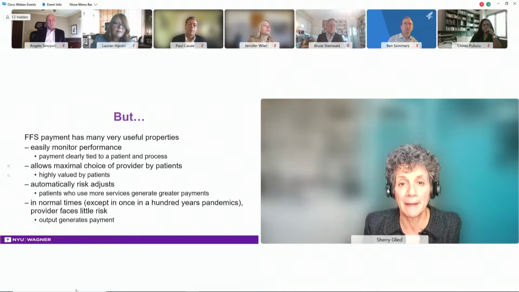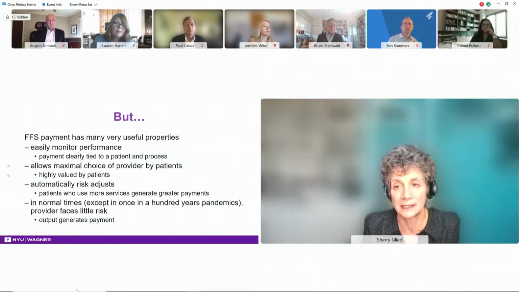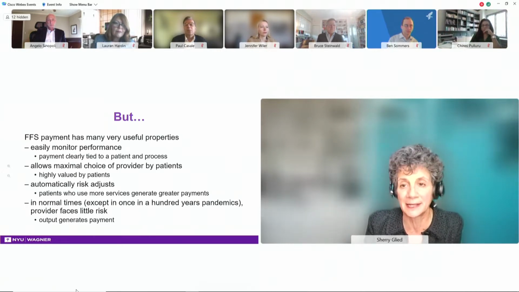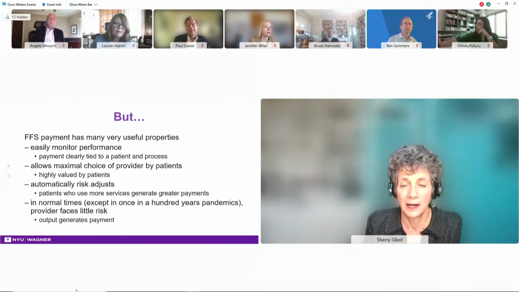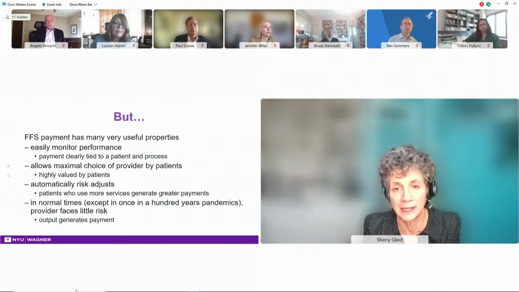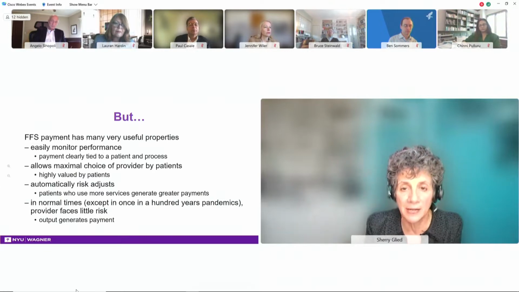Second, it allows maximal choice by patients of their provider. So it is the best system if you're just going to let people go to see whoever they want. That is an attribute that is highly valued by patients. And so fee-for-service continues to exist when you think about out-of-network payments, even in the private sector. If we think of people going out-of-network in Medicare, we retain fee-for-service in situations where people are going to any provider they like.